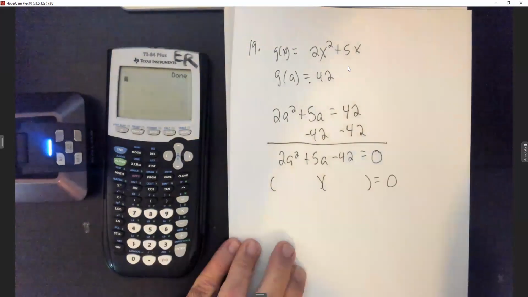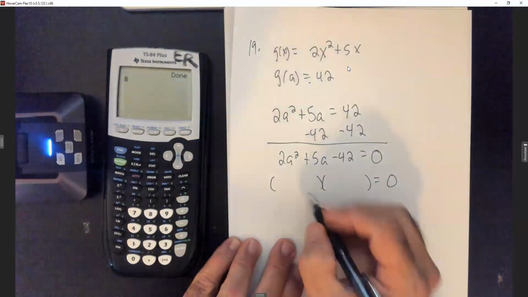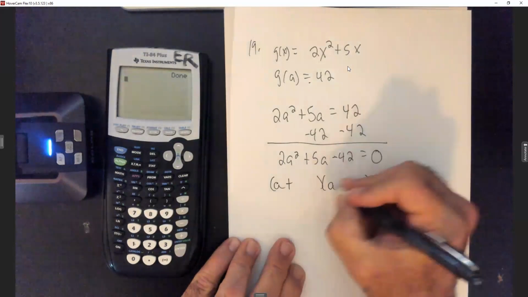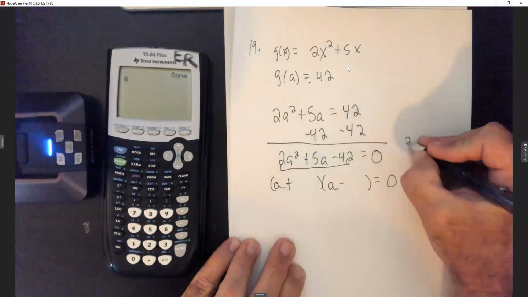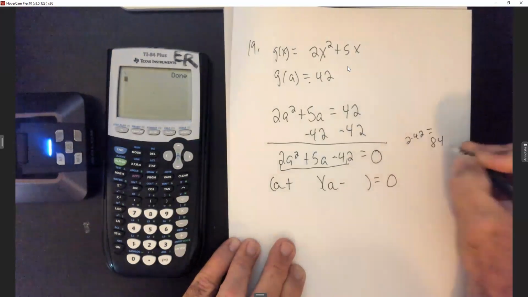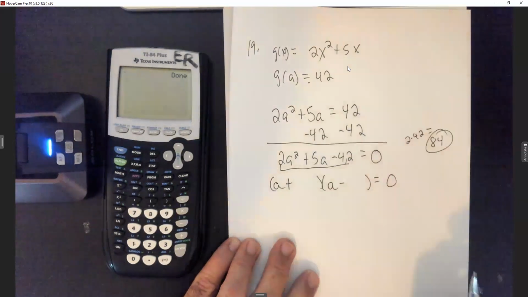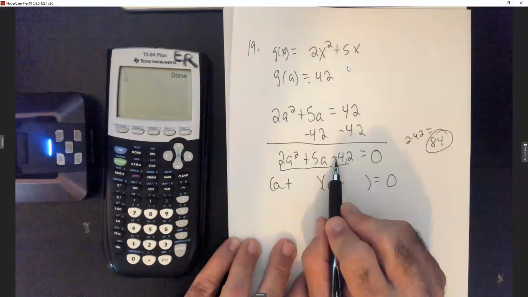All right, y'all, watch this. I got an a and an a. Last sign's negative, so one's positive, one's negative. So 2 times 42 is 84. I'm going to have to find factors of 84 that'll subtract and give me 5.